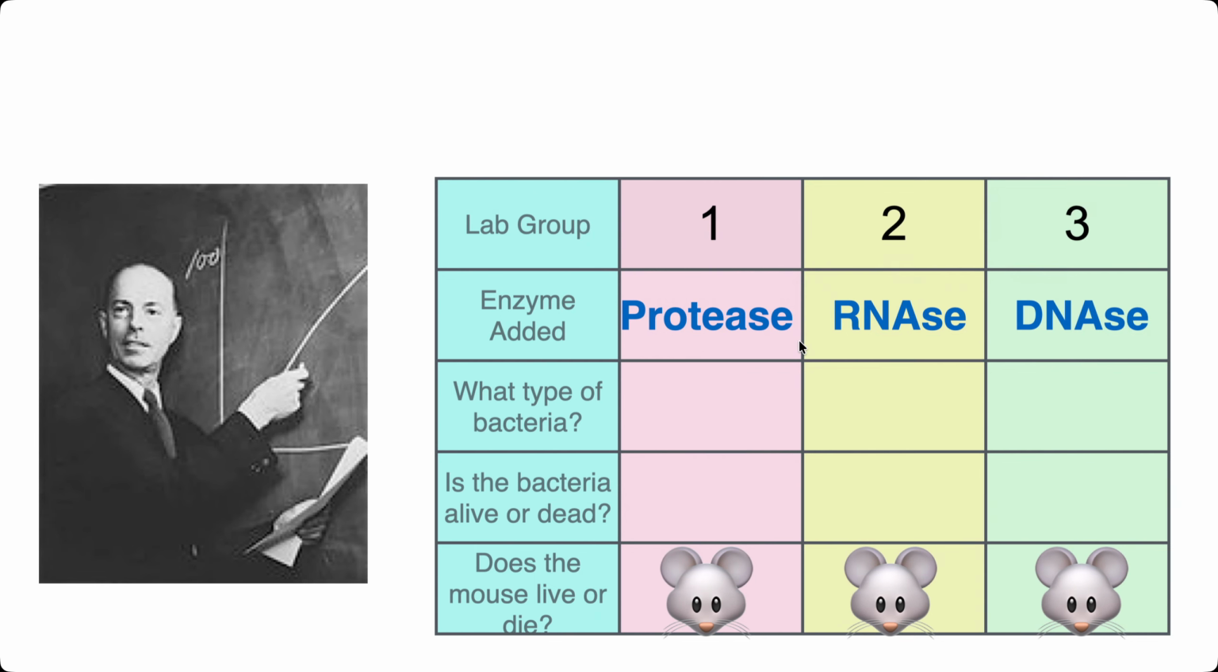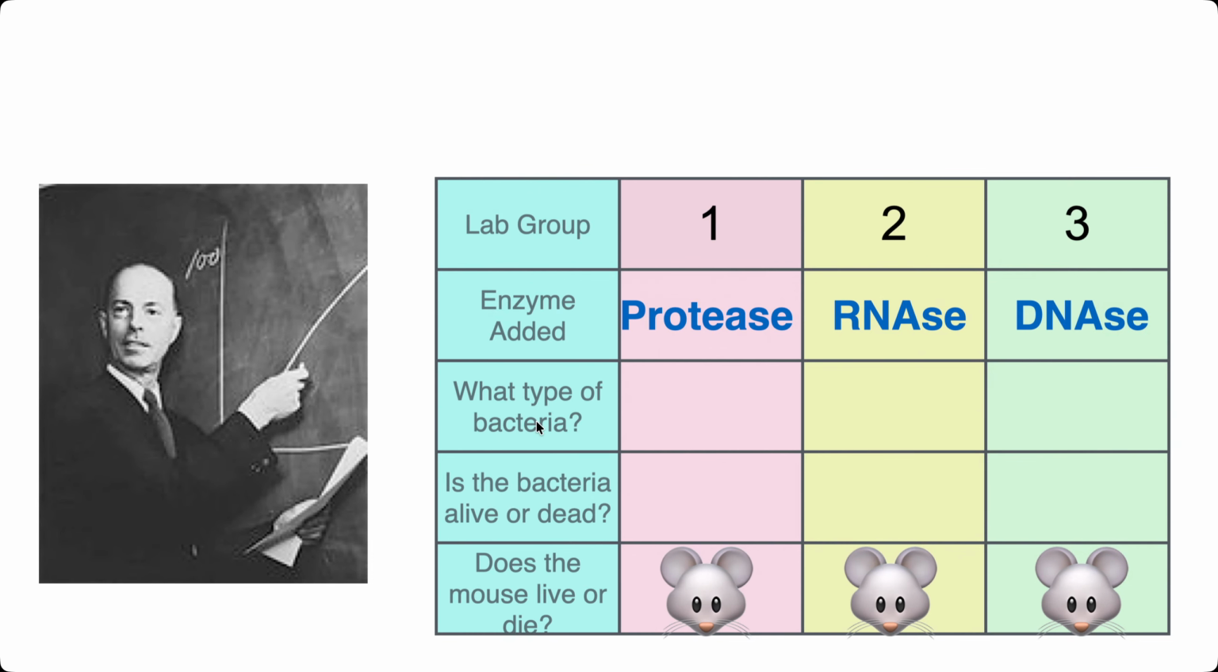So protease destroys protein. So in the bacteria that is being injected into these mice, there's going to be no protein being injected. In the second one, there's going to be no RNA being injected. In the third one, there's going to be no DNA being injected. And I know we haven't really talked about RNA, but we will in this unit at some point. But just know that's one of the other categories of molecule out there.